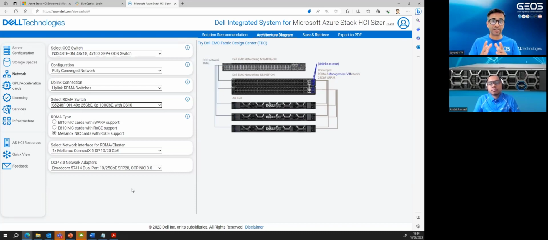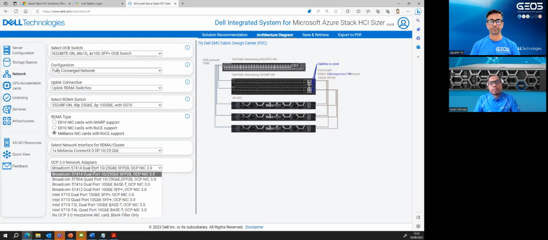So it's an important decision to be made when sizing the Azure Stack HCI cluster. And you also have options for the other network adapter, which is not RDMA enabled, like a Broadcom here. It is not validated for RDMA, but it is usually used for your host and VM, because your host and VM doesn't really require RDMA.